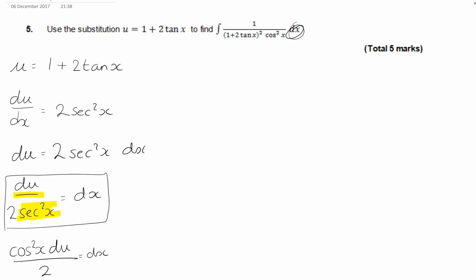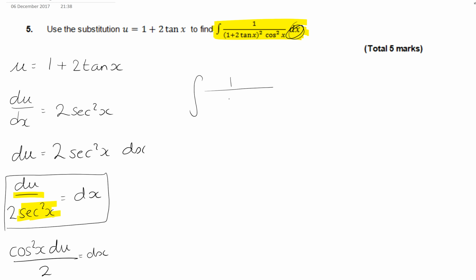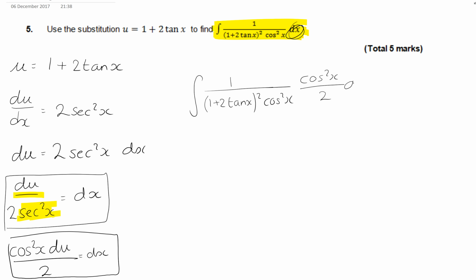So we're looking at this integral here, and we're trying to remove every single reference to x. We'll start off by sorting out the dx part. 1 plus 2 over cos squared, and now dx, using this version, is cos squared x over 2 du. Once you've got here, the question is nice and straightforward because the cos's cancel.